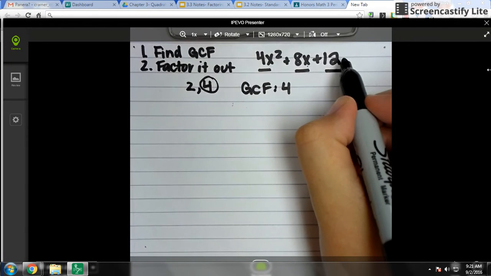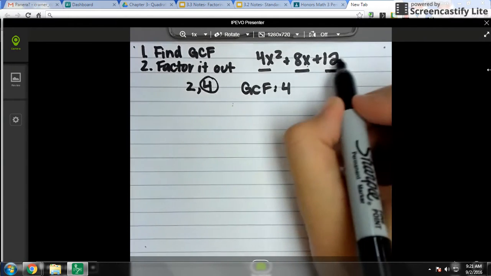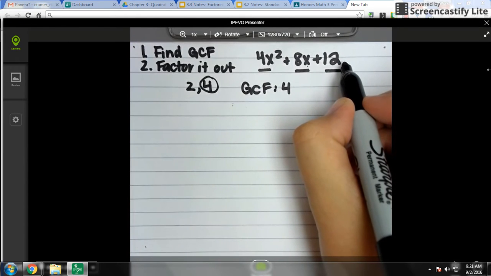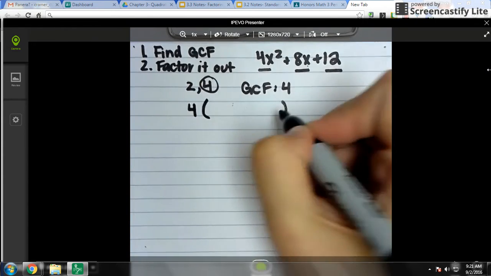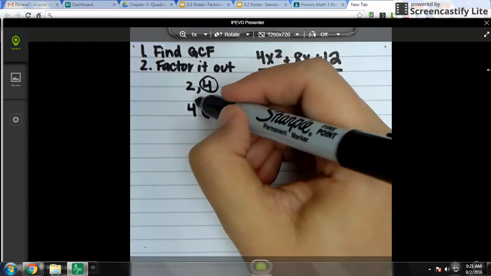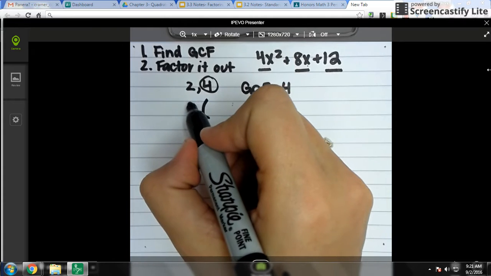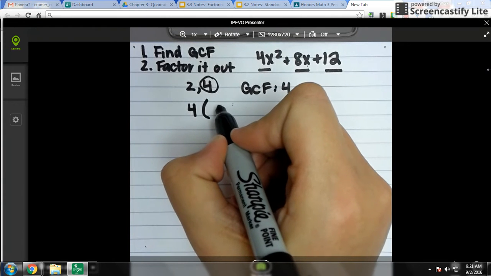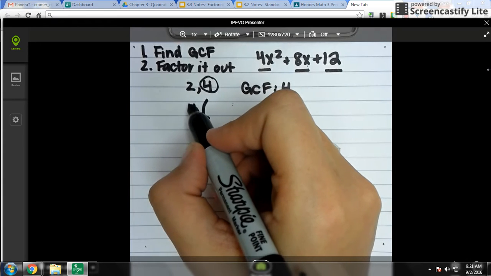If this one had an x in it, we would have an x in common as well, but there's no variable that's common between all three terms. So our GCF is 4, and we're going to factor that out. And factoring is another way of saying reverse distributing. So if we distributed this in two terms, it would be multiplying. When we're factoring it out, we're dividing.